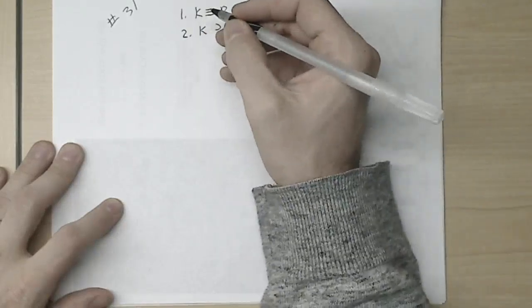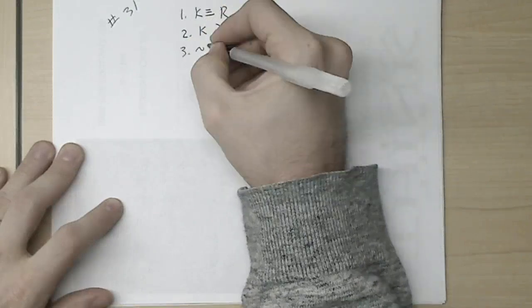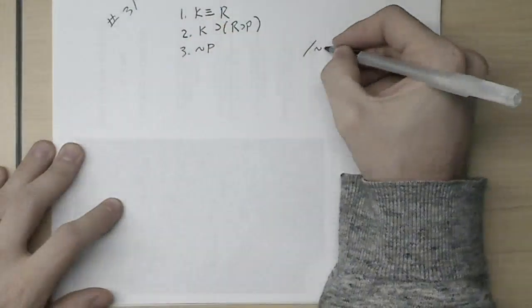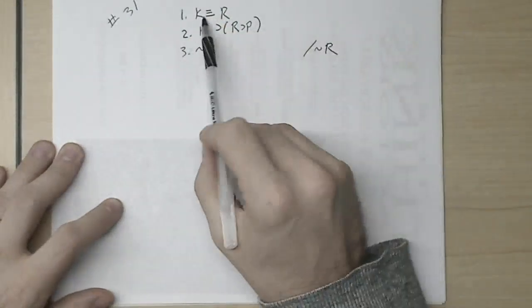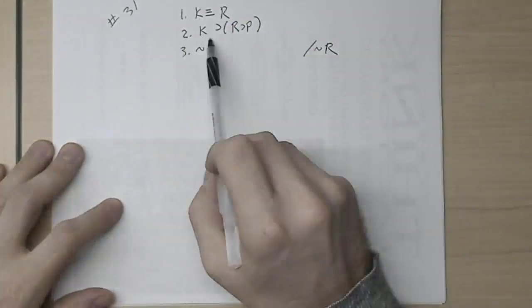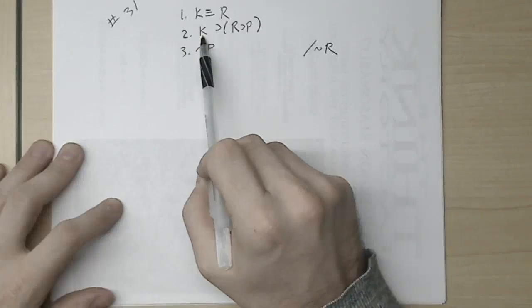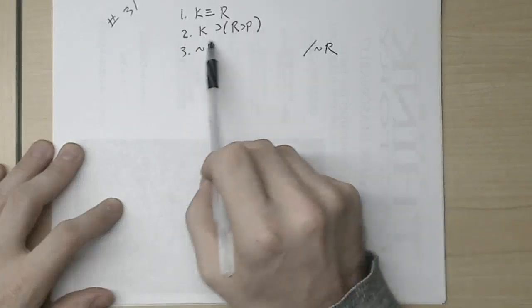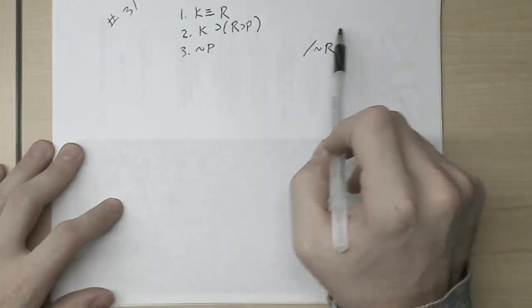Let me make sure I get this right. I think the third premise here is not P, and the conclusion we're looking for here is not R. Okay, so my first premise here is K if and only if R. If I can get K by itself, then I can get R, then P, not P. But my conclusion I'm looking for is not R.